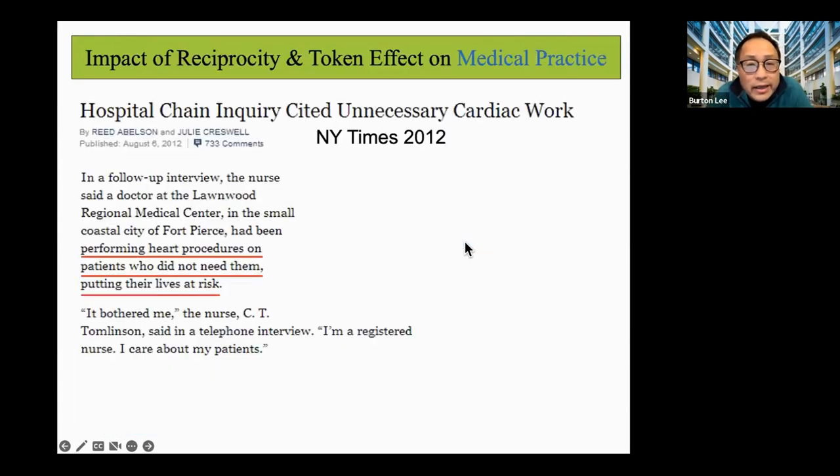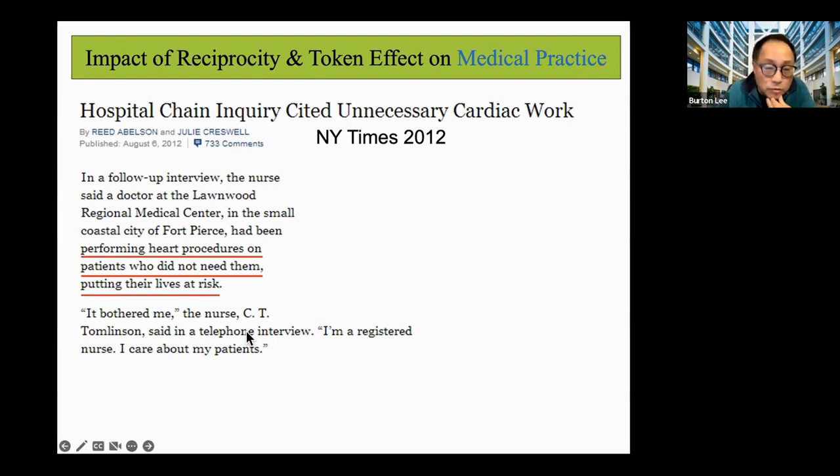So here are some examples of how reciprocity and the token effect might impact medical practice. For example, here is an article in the New York Times from 2012, where a hospital in Florida was actually discovered to be doing unnecessary cardiac interventions. So these are essentially people with normal coronaries, but they were doing invasive stents and so forth, obviously because you get paid more doing stents than just doing angiography.